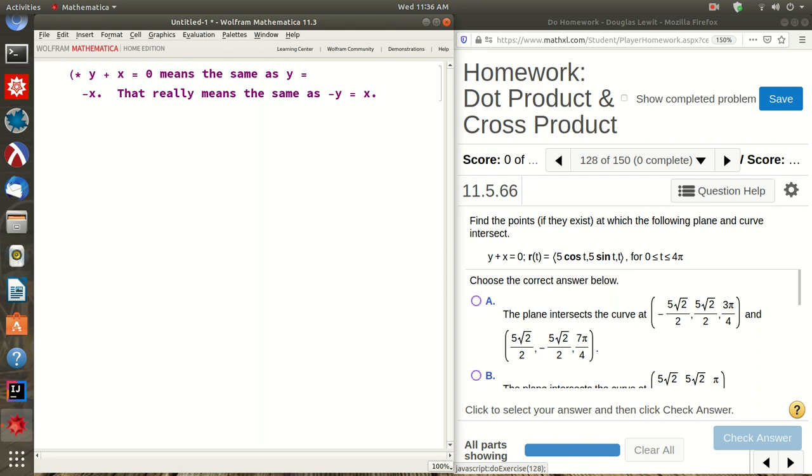Hopefully everyone can understand that. That's just basic high school algebra. So y plus x is equal to 0 means the same as y is equal to negative x. Maybe I should put a space over here. And that really means the same as negative y is equal to x. So I'm just going to press Shift Enter.